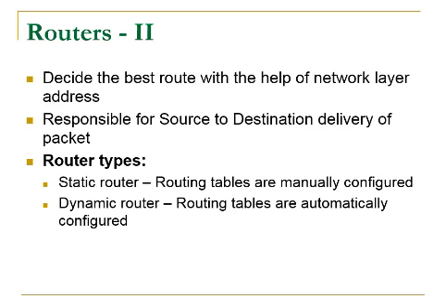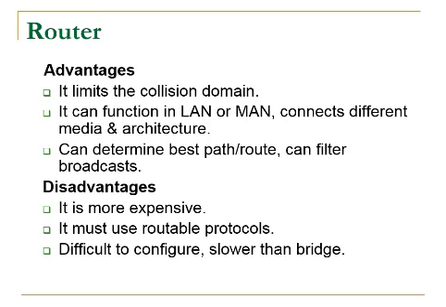The router has two different types: the static router, in which routing tables are manually configured, and the dynamic router, in which routing tables are automatically configured. These are some advantages of a router. It limits the collision domain. It can function in a local area network or metropolitan area network, connects different media and architectures, can determine the best path or route, and can filter broadcasts.